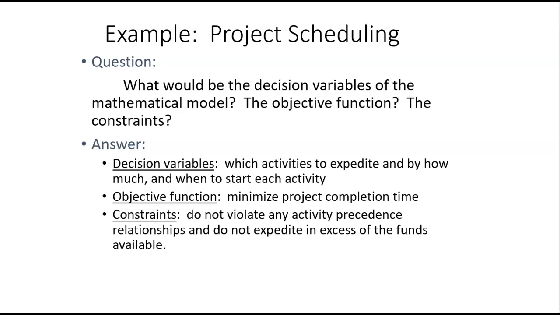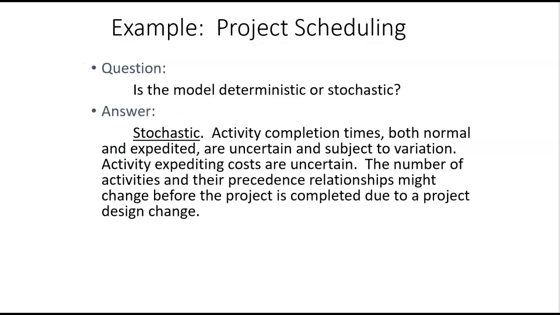Then I might say, well, what would the decision variables be in my mathematical model? What's the objective function? Well, the decision variables are those activities that I want to expedite, and how much and when. The objective function would be to minimize project completion time, and my constraints, whatever they are, I want to make sure they do not violate any activity precedence relationships along the way.